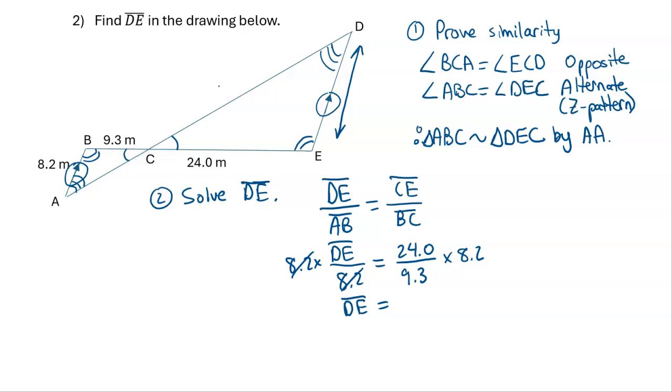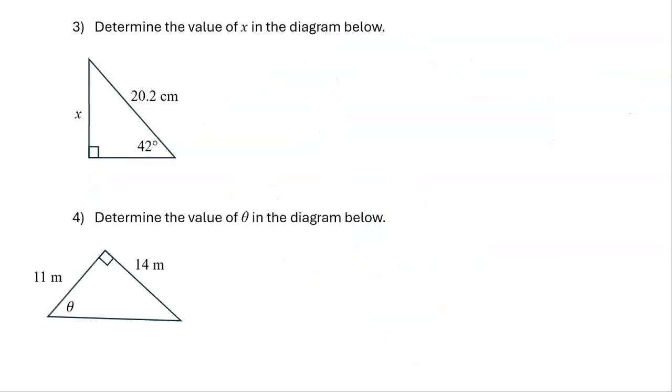The 24 times 8.2, if you wanted to do that intermediate step, you don't have to do that necessarily. But if you did, it would give you 196.8, and your denominator being 9.3 would give a length of DE of 21.2 meters. Then you want to do just a quick mental check to say that's a little bit shorter than 24, just like 8.2 is a little shorter than 9.3 on the small triangle.